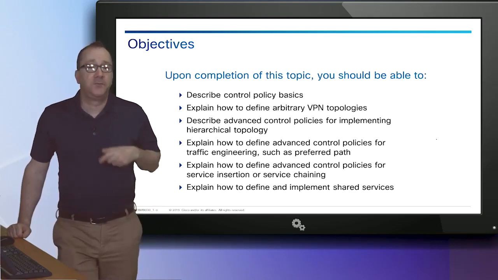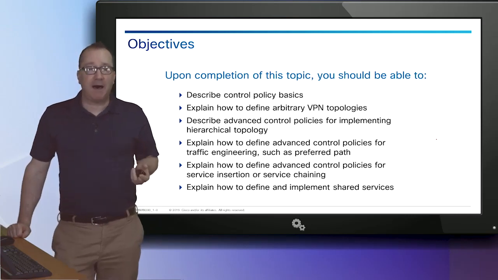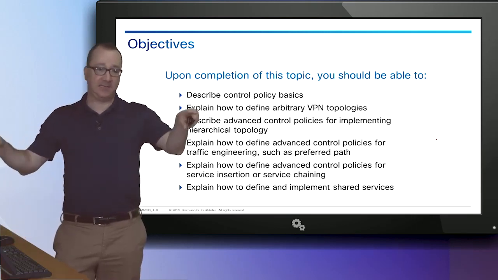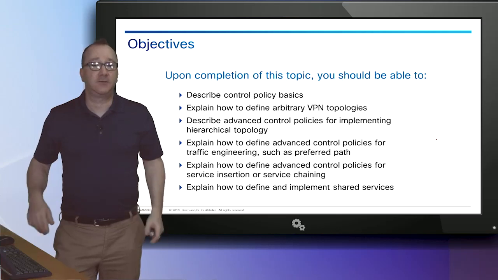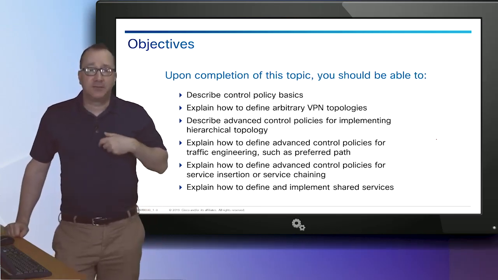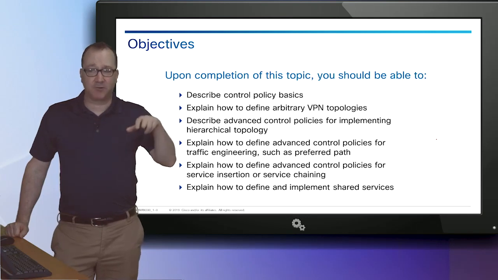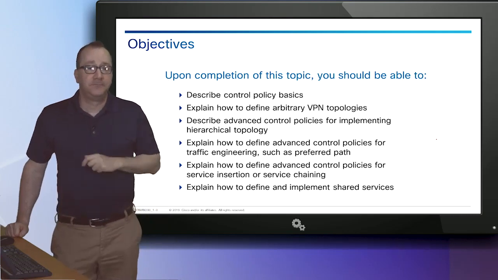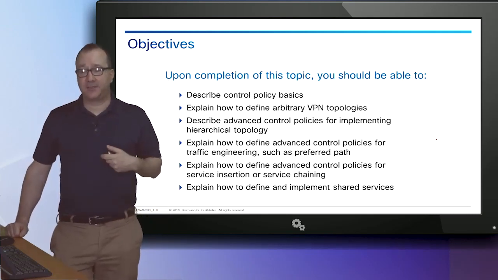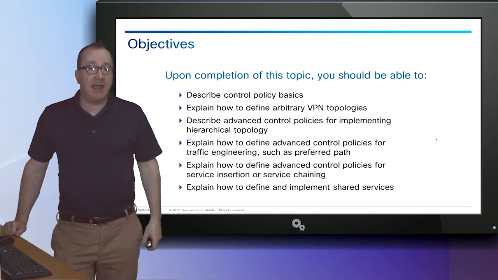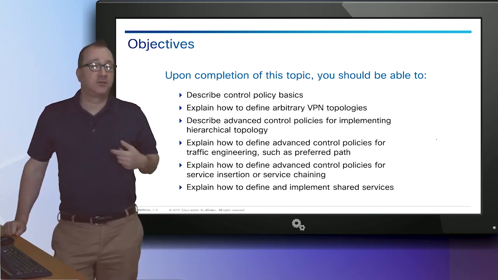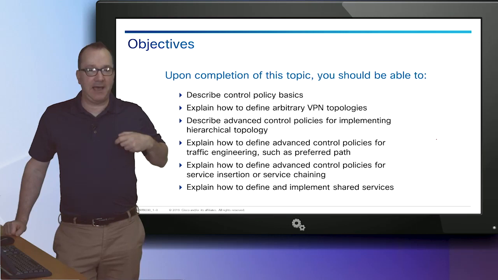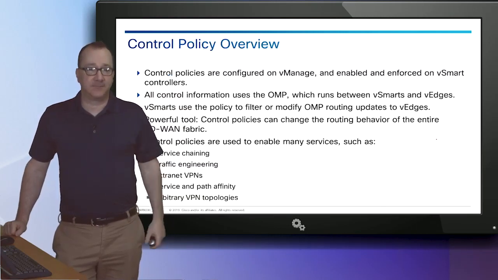Okay. So once we're done with this topic, you should be able to describe control policy basics and how to define arbitrary VPN topologies, and by arbitrary I mean this VPN has to talk to that VPN through this VPN, etc. We're also going to talk about describing those advanced control policies and implementing any hierarchical topology, which means stuff needs to route from this site to that site to that site. And also talking about preferred path, so if I want to prefer one link over another. And we're going to talk about how to define advanced policies for service insertion, okay? And how to implement shared services. Well, these may not make sense right now, but as we progress, we'll get into more details.